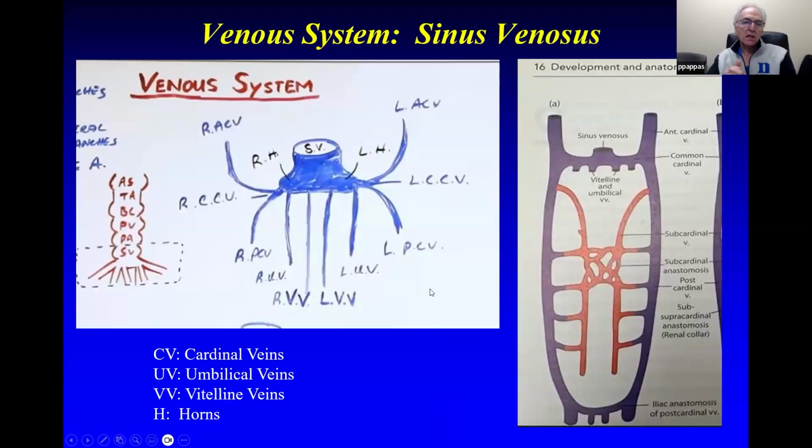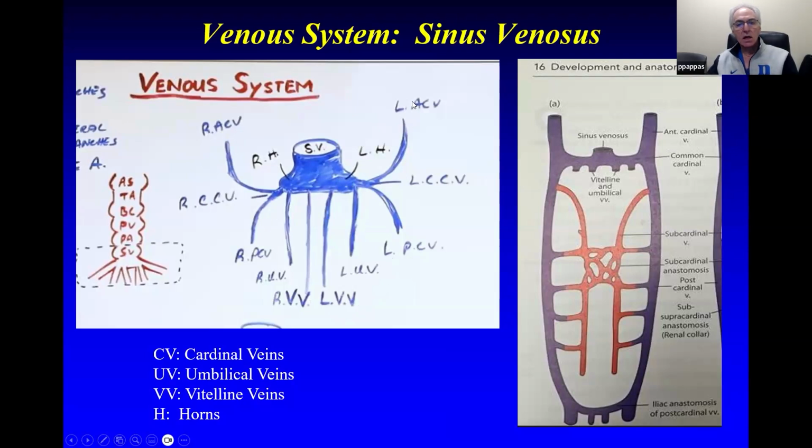All right, let's get to the veins now. So remember, we talked about the sinus venosus. So the sinus venosus has several important veins. So the most important veins you're going to hear about are the cardinal veins. So this is the right and left anterior cardinal veins. These are the horns, which we're going to talk about a little bit later when we talk about the abdomen. And then we have the posterior cardinal veins, and then we have the vitelline veins.